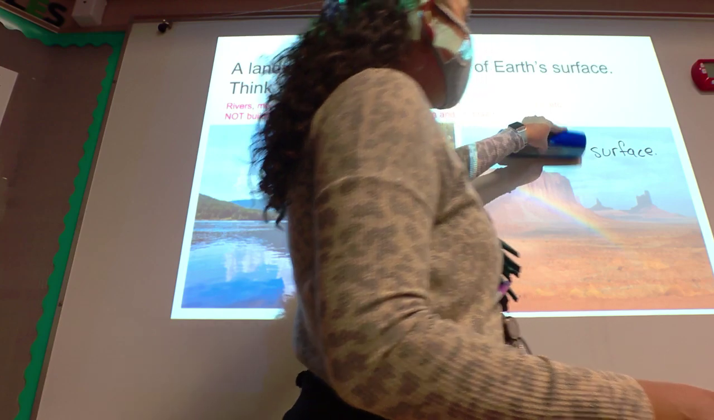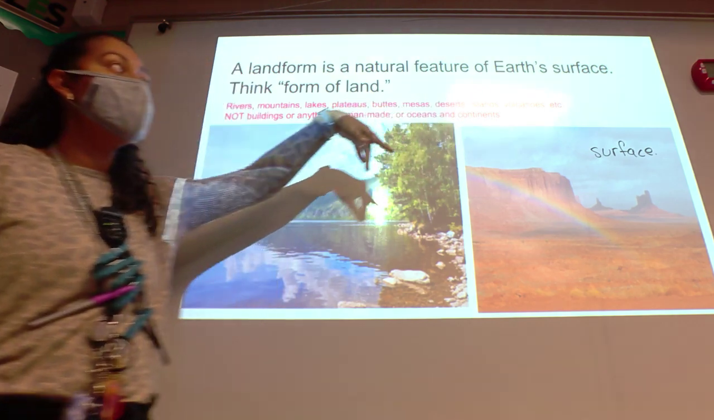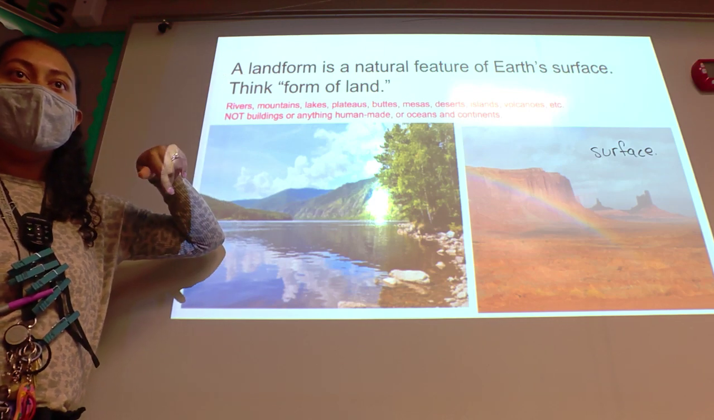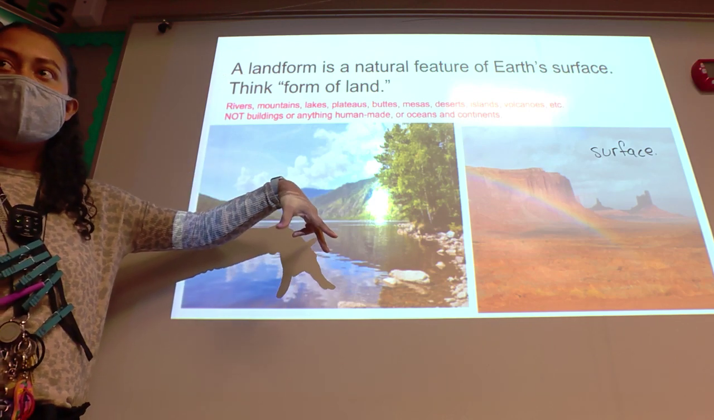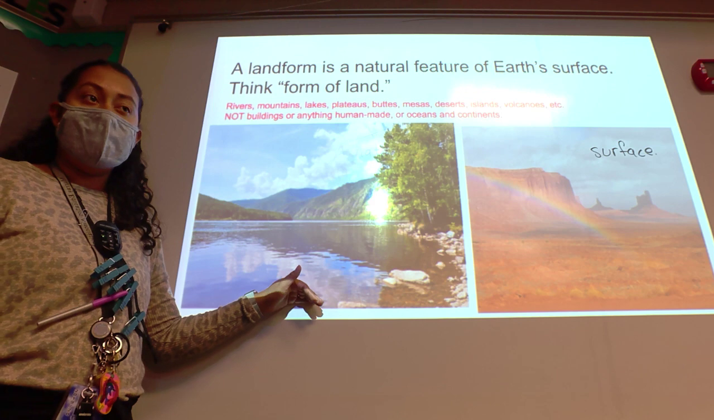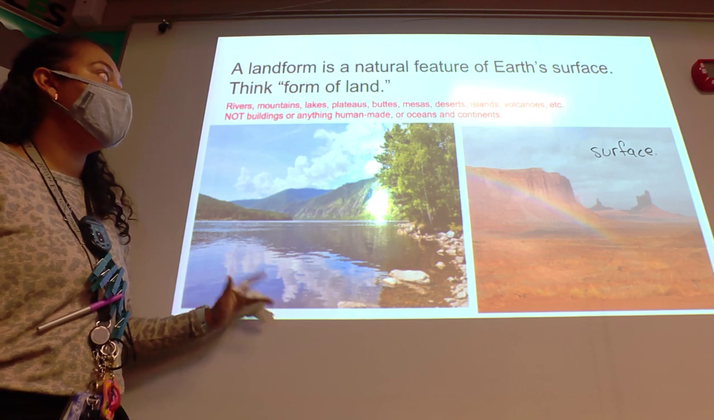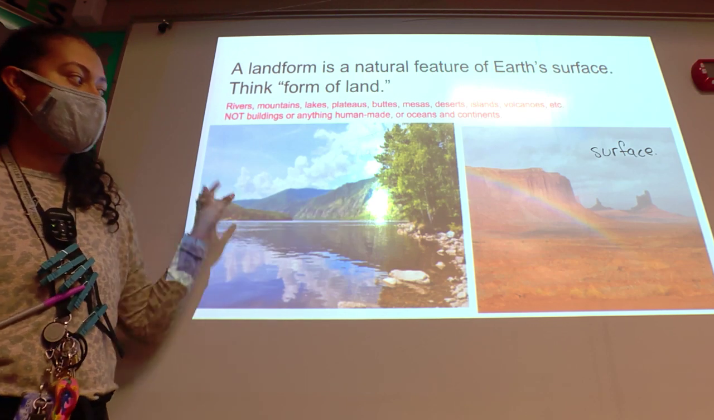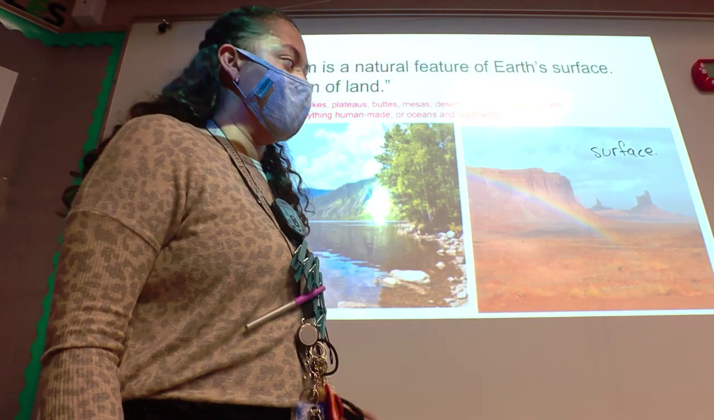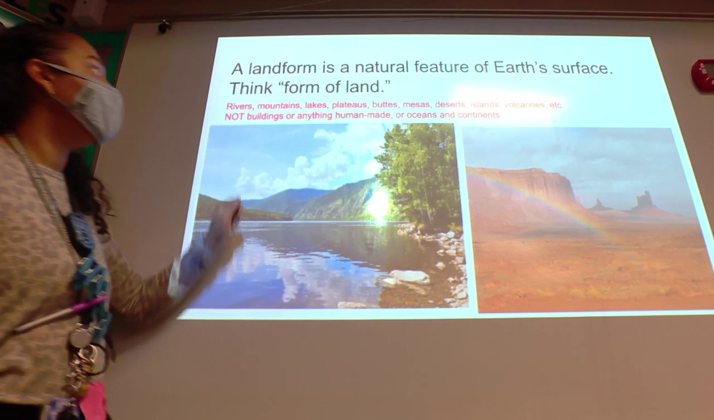Okay, so now think about this. A landform is a natural feature of Earth's surface. If you flip it, landform is a form of land. Let's look at these two pictures. What does this first picture have? Is it an ocean? Not an ocean. It's a lake or a really big river. What else is around it? Trees, mountains. Okay, what is this a picture of? Desert. It's a canyon. Good.